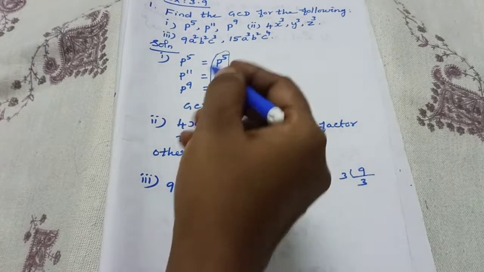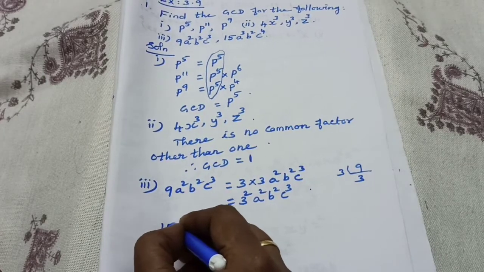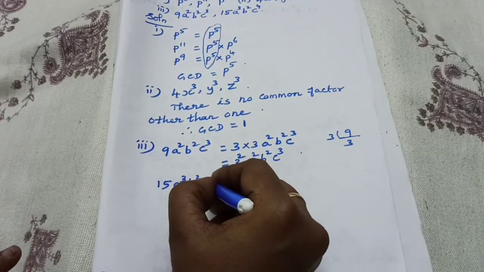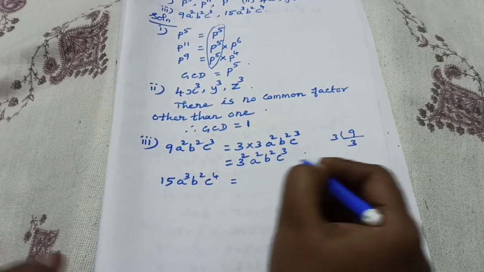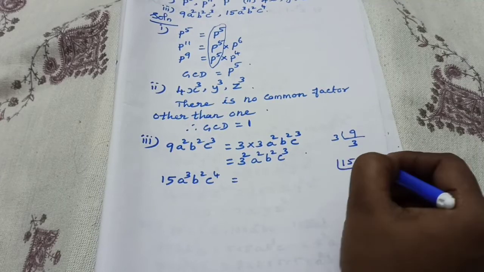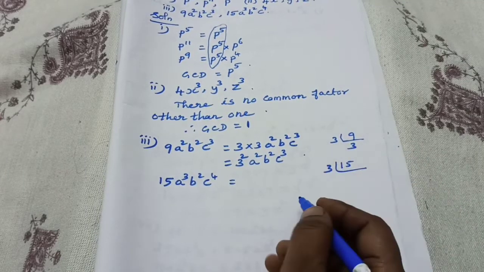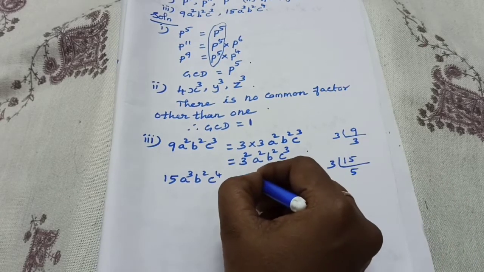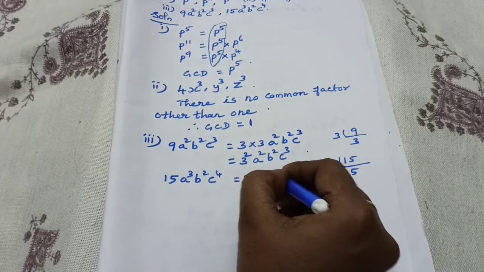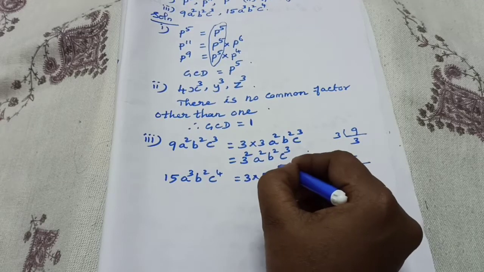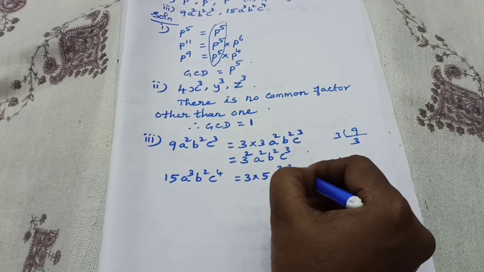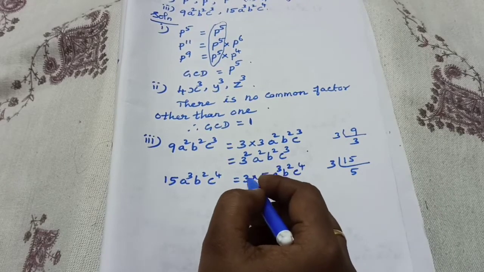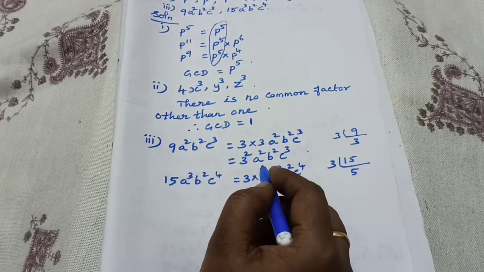Okay, am I correct? Then the second polynomial is 15a cube b square c power 4, is equal to 15 also. What factors do you find out? 3 5s are 15, isn't it? So we can write it as 3 into 5. Then remaining a cube b square c power 4. Here 3 power 1, 5 power 1 is there, isn't it?